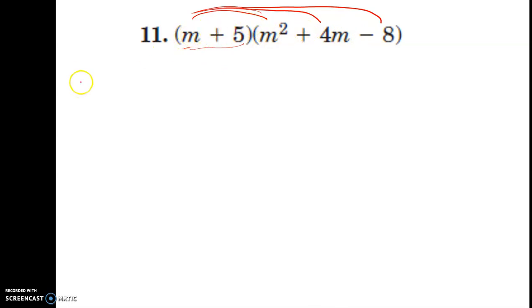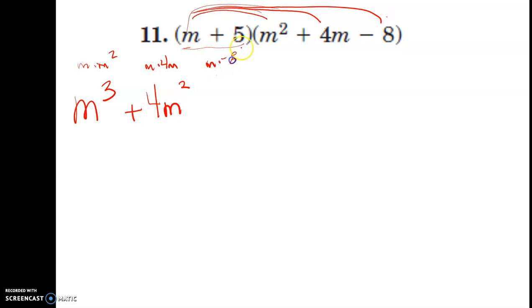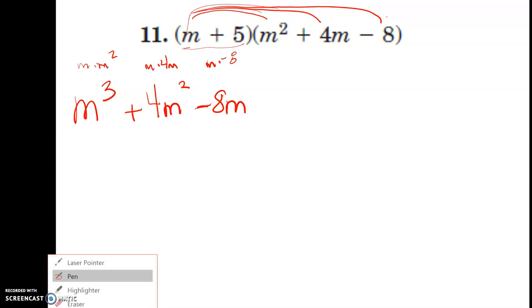M times m squared is going to give me m cubed. So keep that in mind. This is that m times m squared. Then my next, m times 4m, is going to give me, and they're both positive, a positive 4m squared. First term times the last term, which is the m times the negative 8. It is a negative out there, so that's going to give me a negative 8m. When I collect that together, that negative sign gives us the idea of subtraction.